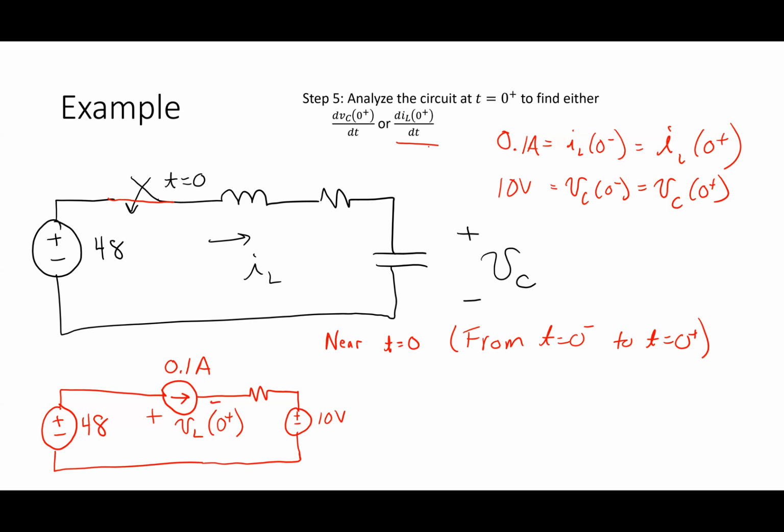Well, yeah, the voltage on the inductor, V sub L, is L times dIL/dt. So if I solve for VL of 0 plus, VL of 0 plus is L times dIL/dt of 0 plus. So if I can solve for that voltage, I can solve for that derivative, and then I have everything I need to get the initial conditions. Okay, so how do I do that?